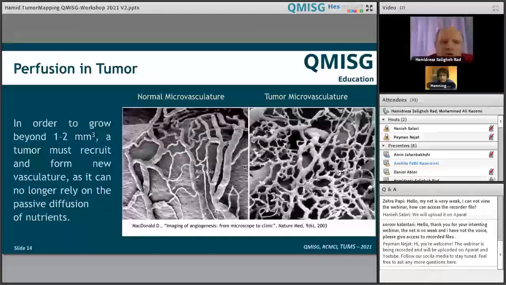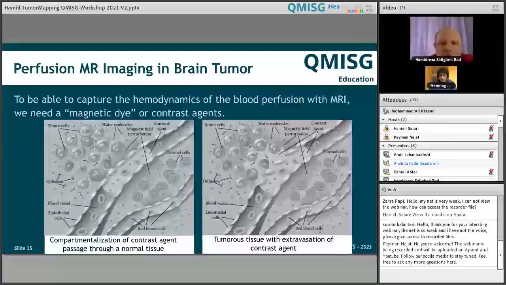We all know that perfusion becomes more when a tumor is growing because of more tumor microvasculature, because the tumor needs more blood to grow, and this microvasculature grows, and the perfusion MRI is able to monitor this.